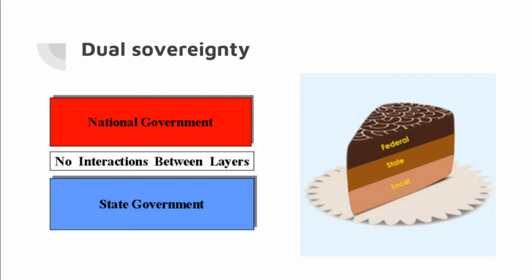Initially, our government functioned under this dual sovereignty principle, where the national government and the state government had their own specific spheres of authority, and they did not interact with each other. There was no crossover, no working together. It was simply the national government had power over ABC, and the state government had power over DEF, and that's how it was.